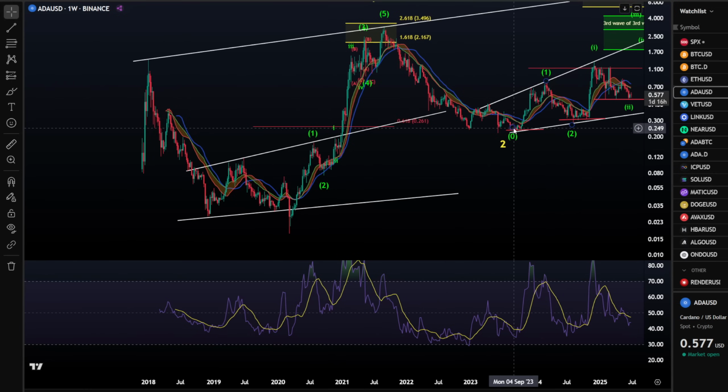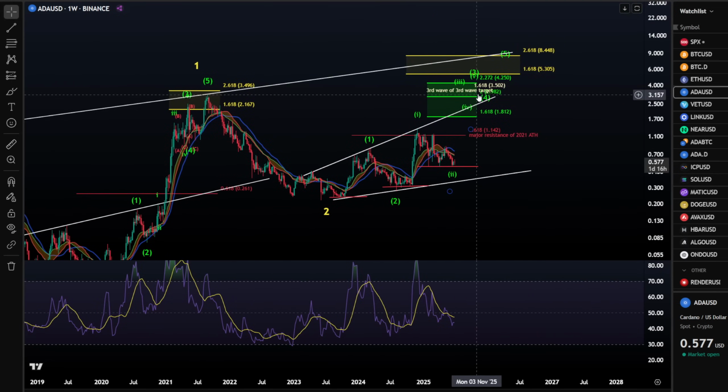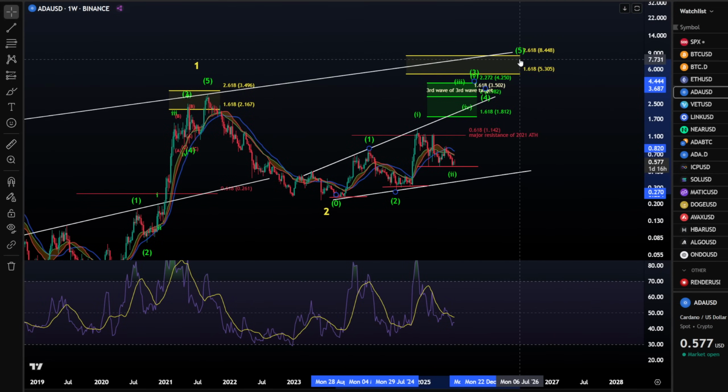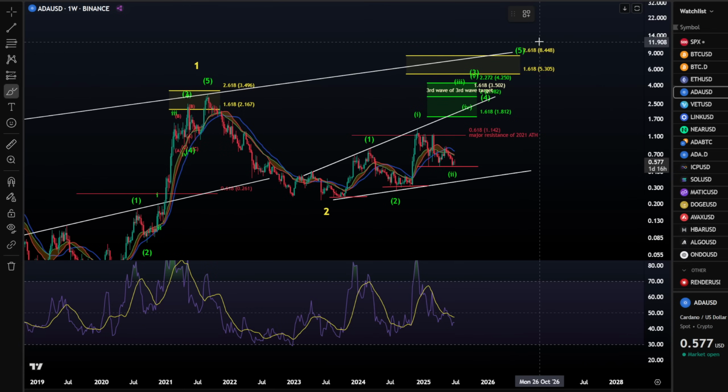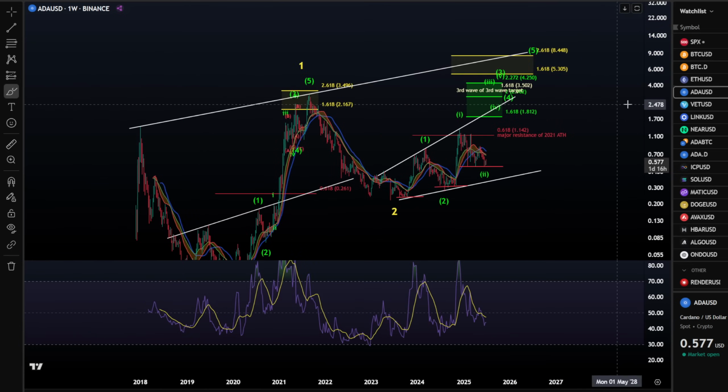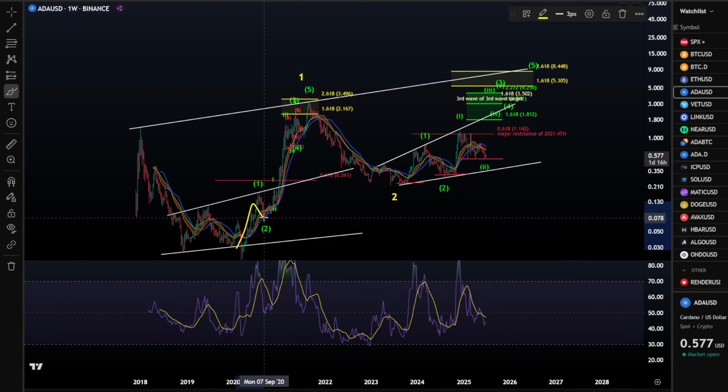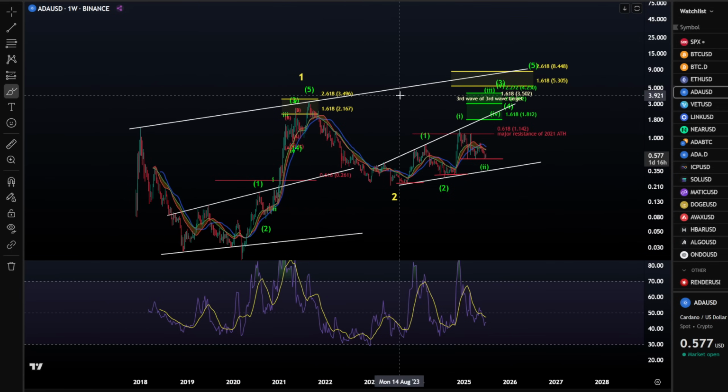Now, if you really want to talk about the long term as well, my targets for the bull market are between $5 to $8 for the main fifth wave up here. In the previous cycle, we also managed to form a pretty healthy 5-wave move to the upside, so I think it's pretty safe to assume that we're gonna do the exact same thing in this cycle as well.